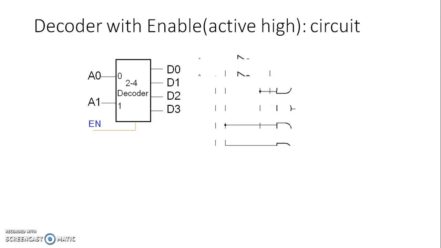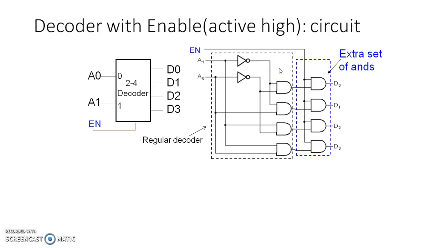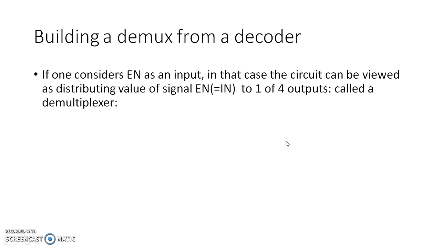So how do you construct this circuit? You will have an extra set of AND gates here for the enable pins. So I have an extra set of AND gates. Otherwise I can just put this enable pin as one of the inputs to these AND gates itself.